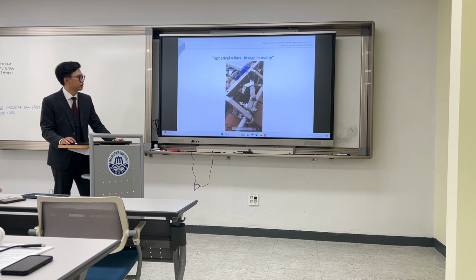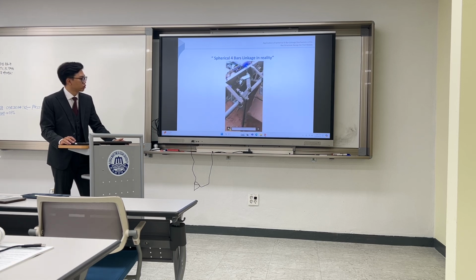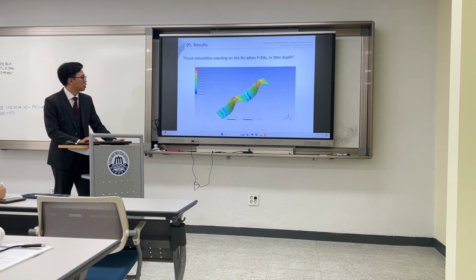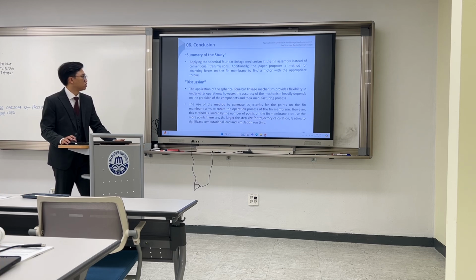The formal linkage is right here. The motor we use to control the fin is the DC servo motor. It has a torque of up to around 15 Newton meters. From the result right here, we only need 4.8, so it can be applied. So we move to the summary of the study.